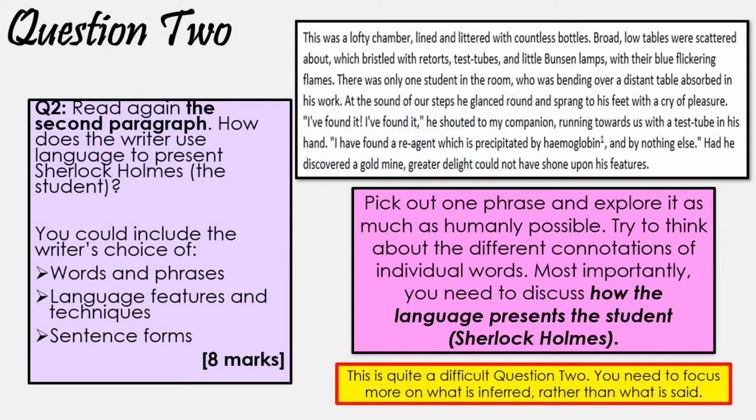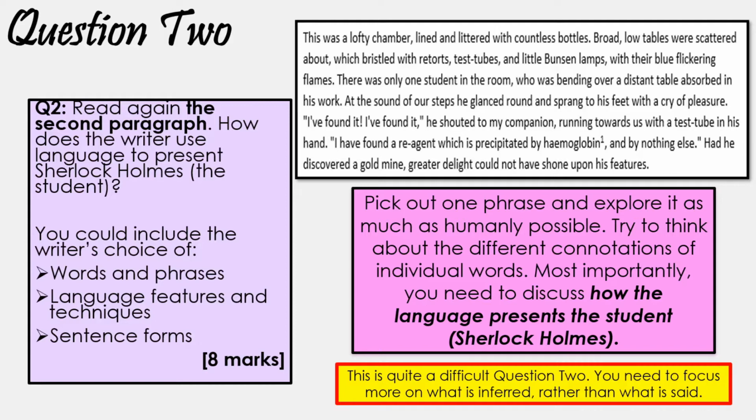Now question 2 on paper 1 is incredibly similar to question 3 on paper 2. It asks you to look at the language used by the writer. Essentially, how has the writer used language for a specific purpose? In this question 2, it says, read again the second paragraph. How does the writer use language to present Sherlock Holmes, the student? You could include the writer's choice of words and phrases, language features and techniques, or sentence forms.